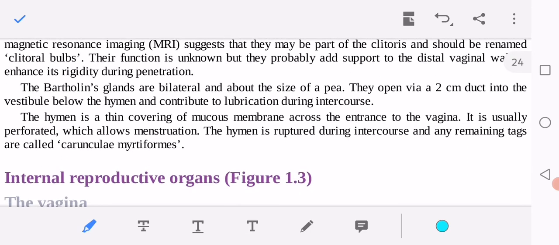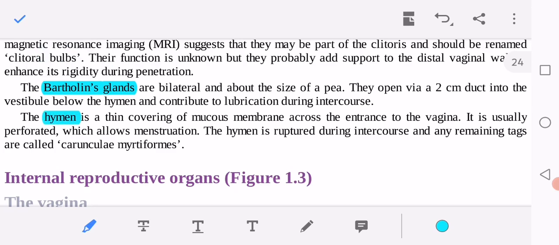Okay, the Bartholin glands. Next is the very important part of external genitalia, the Bartholin gland. They are bilateral and about the size of a pea, and they open via a 2 centimeter duct into the vestibule below the hymen and contribute to the lubrication during intercourse. Okay, next is the hymen.